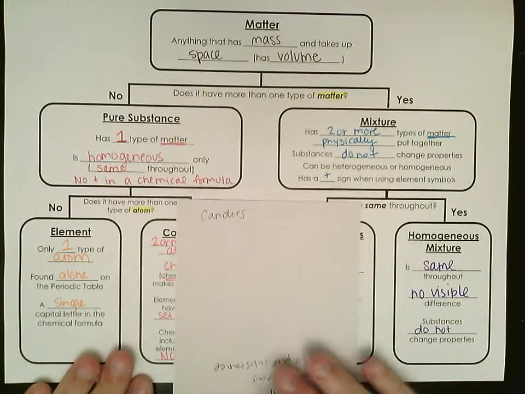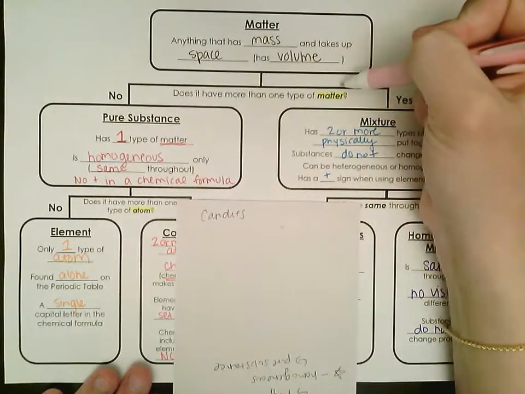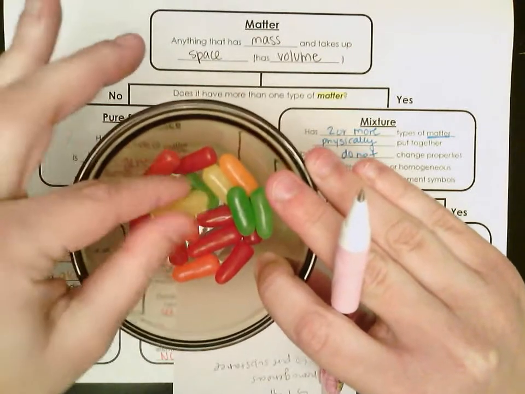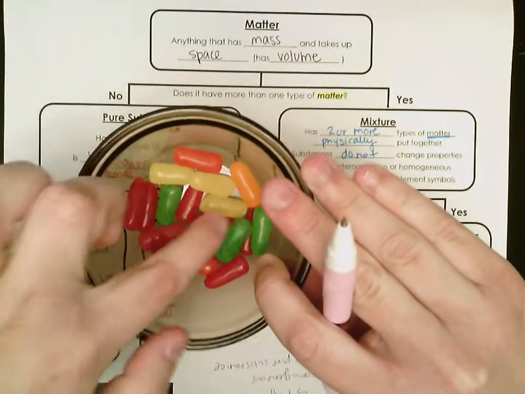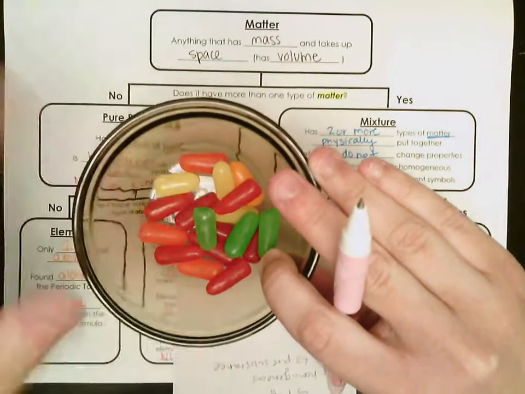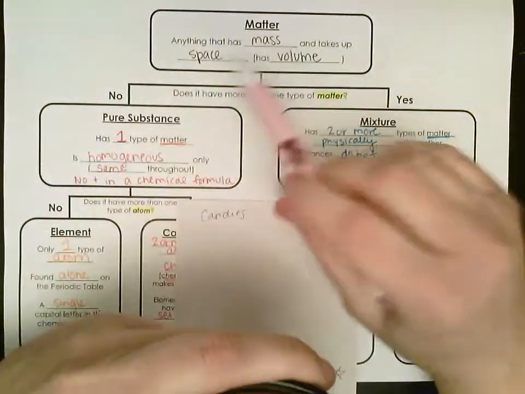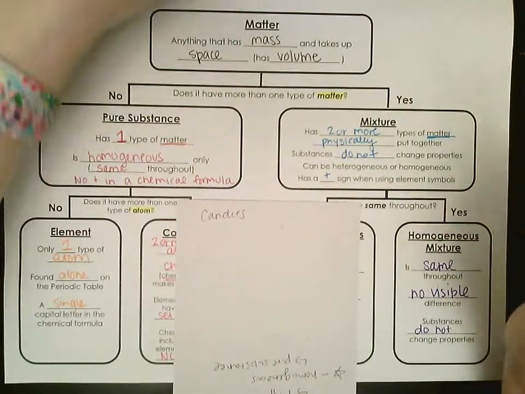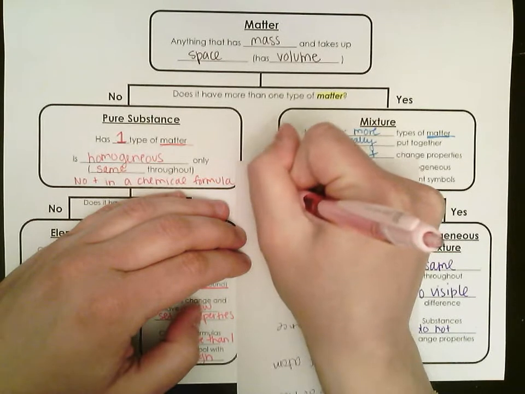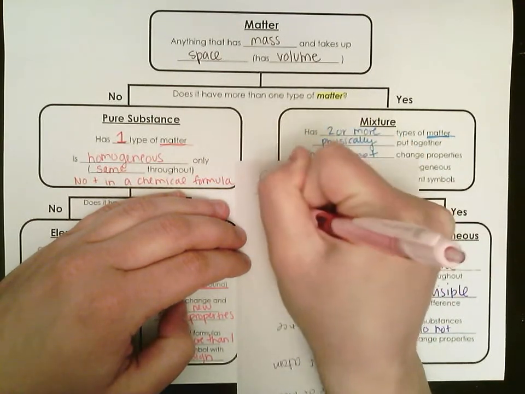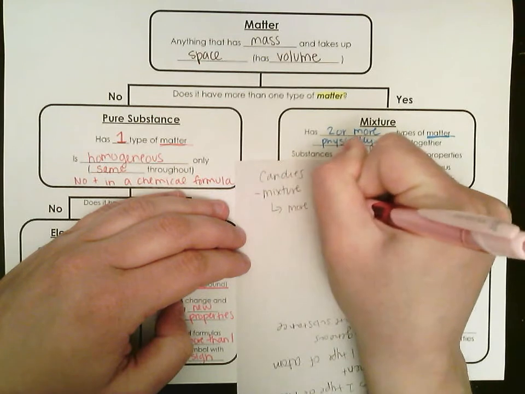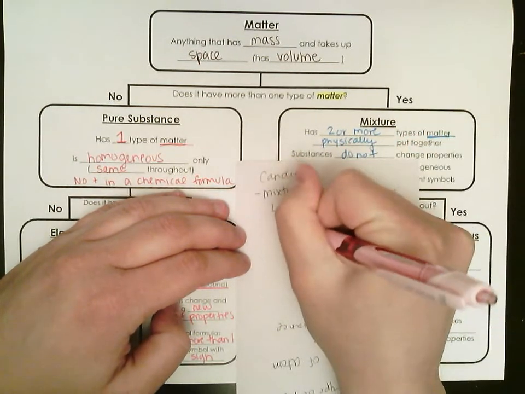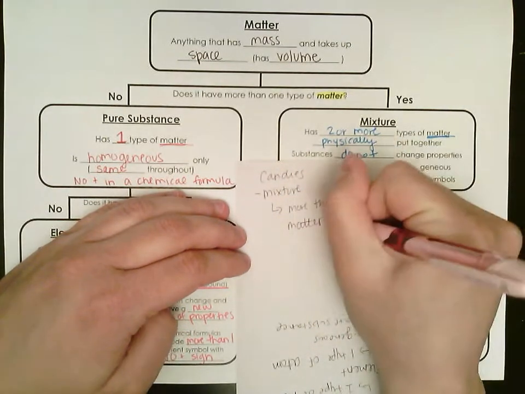So let's look at our next question. Does it have more than one type of matter? So let's think about these. We know that it has sugar, some sort of gelatin, some sort of food coloring, some sort of flavor. So there's several things going on here. So does it have more than one type of matter? Yes, it does. So that's going to make it a mixture. It has more than one type of matter. And I'm going to make sure that I write physically combined on here to remind myself.